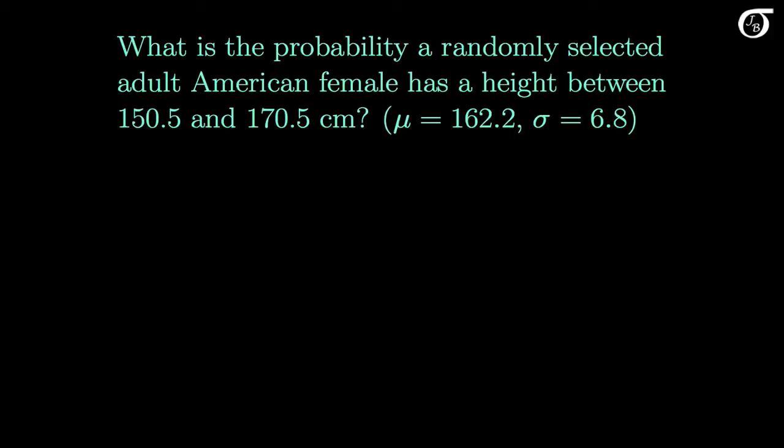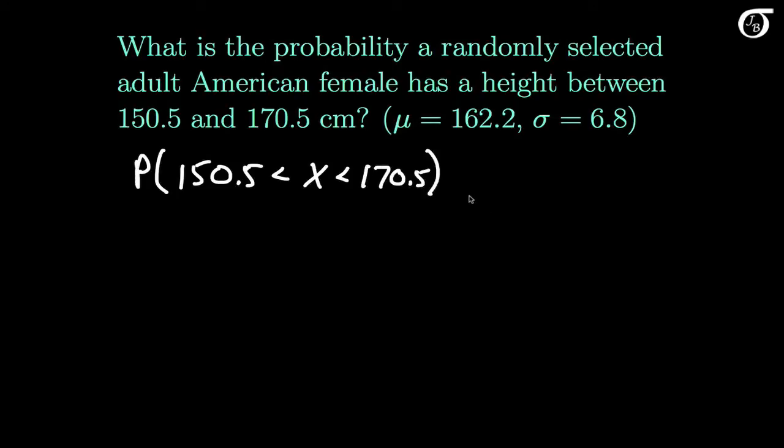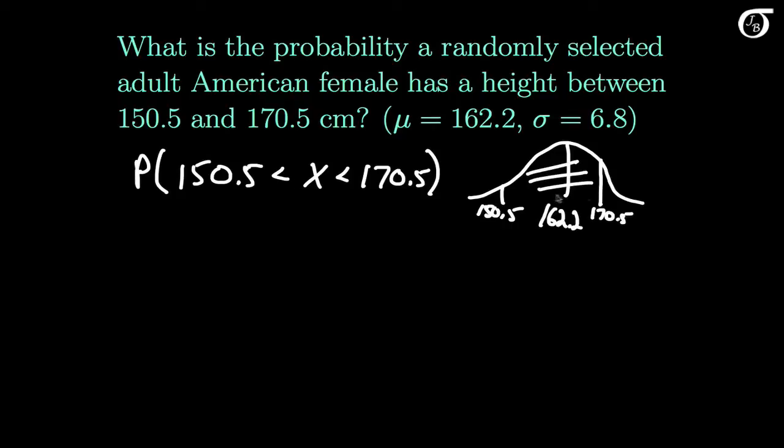What is the probability a randomly selected adult American female has a height between 150.5 and 170.5 centimeters? Here we want to find the probability that the random variable x takes on a value between 150.5 and 170.5 centimeters. And if we draw out our original distribution here with 162.2 in the middle, 170.5 is over here somewhere, and 150.5 is over there somewhere. And this probability is equal to the area between those 2 points.